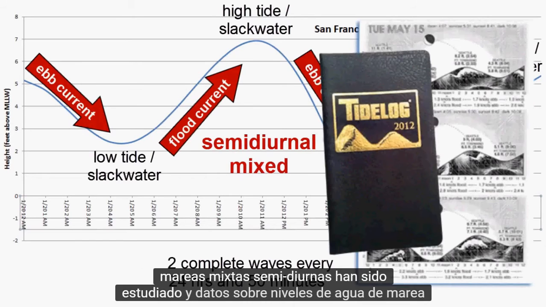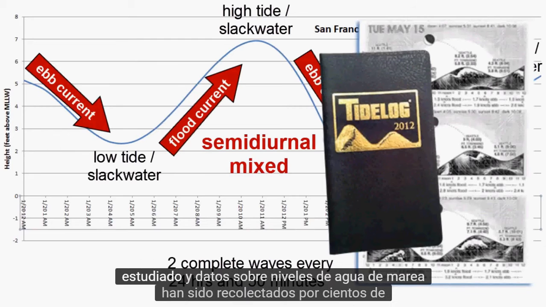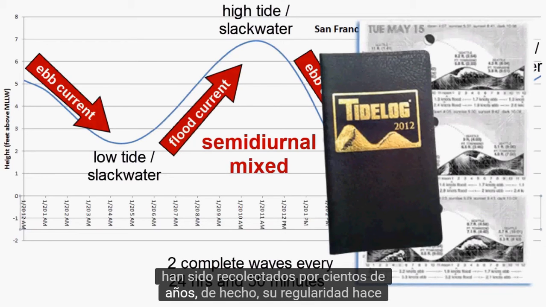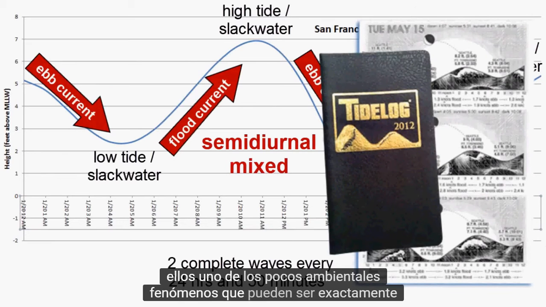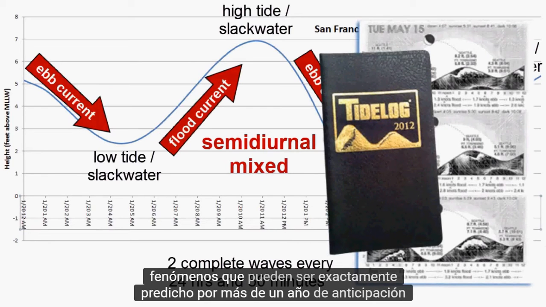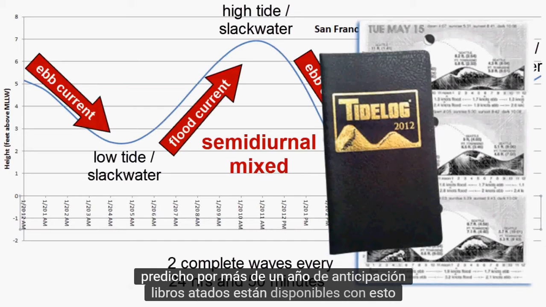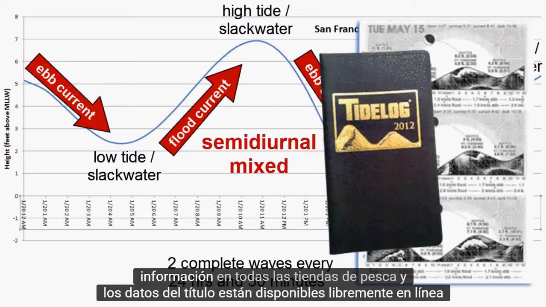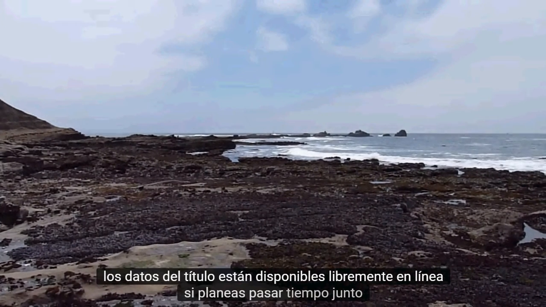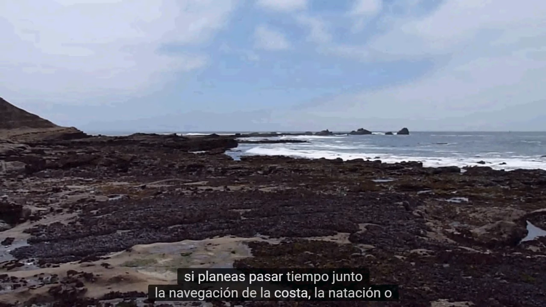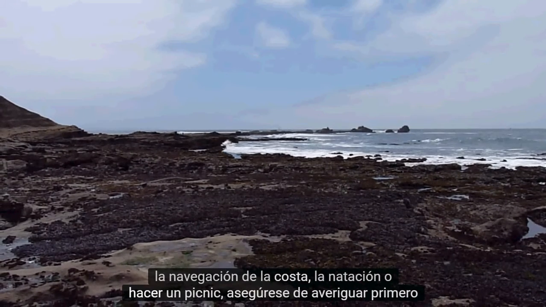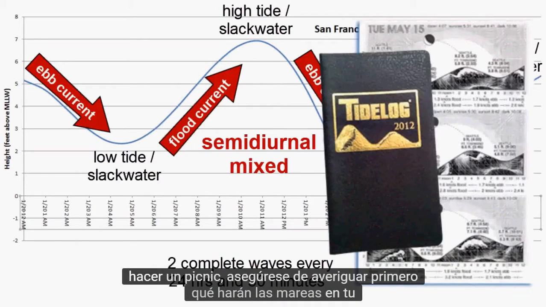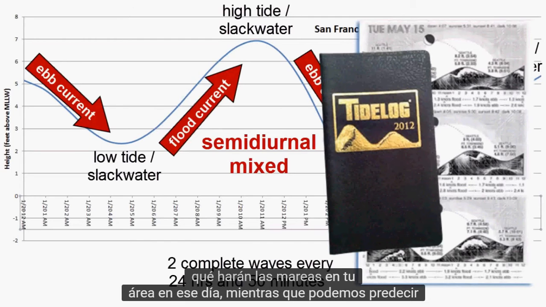Tides have been studied, and data on tidal water levels have been collected for hundreds of years. In fact, their regularity makes them one of the few environmental phenomena that can be accurately predicted for over a year in advance. Tide books are available with this information at all fishing shops, and tidal data are available freely online. If you are planning to spend time along the coast, fishing, boating, swimming, or picnicking, be sure to figure out first what the tides will be doing in your area on that day.